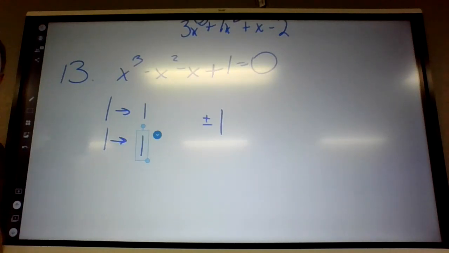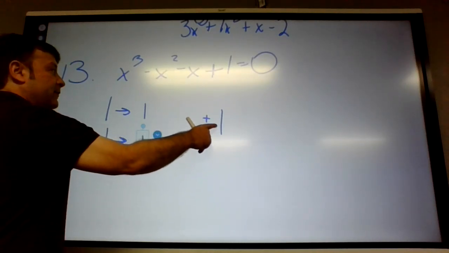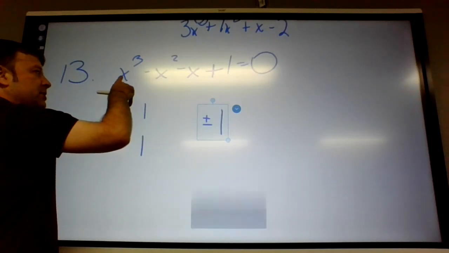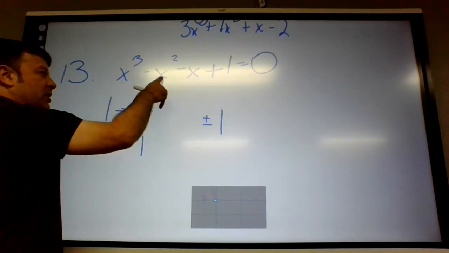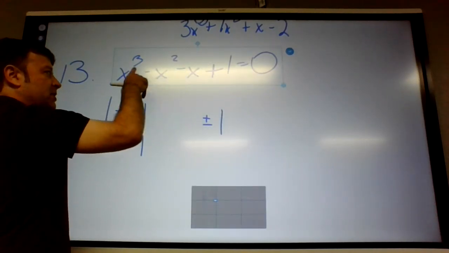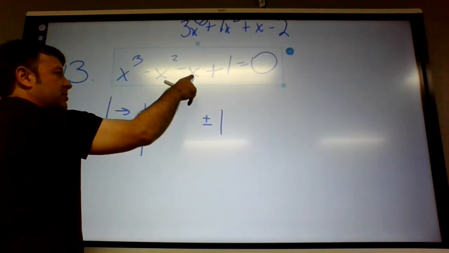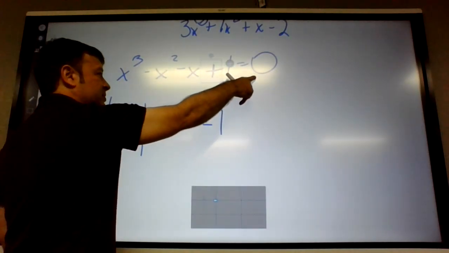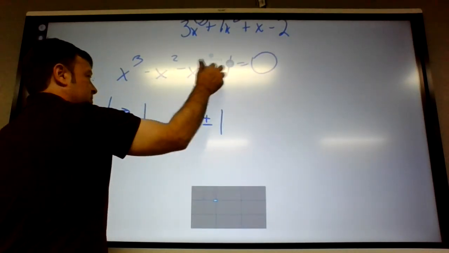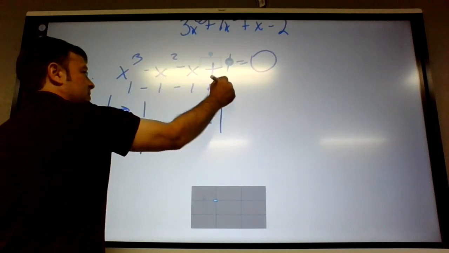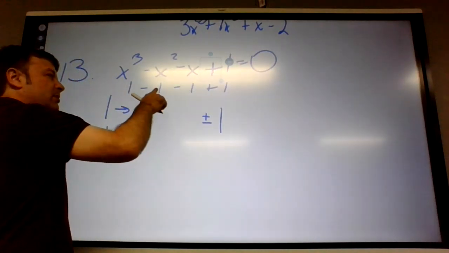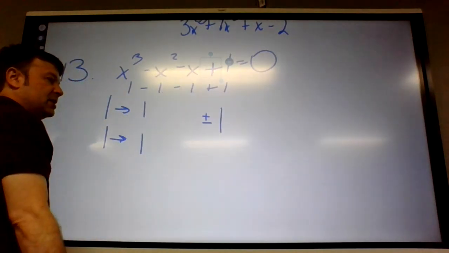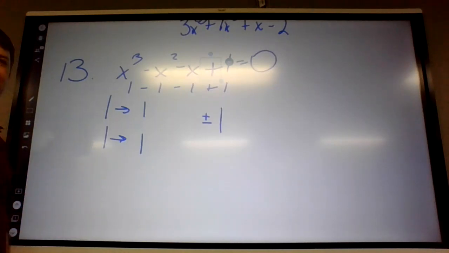Do you want us to show that over the 1? I'm not going to make you show everything I'm doing. Okay, if you plug in 1, 1 cubed is 1, 1 squared is 1, this is 1. So it'd be like 1 minus 1 minus 1 plus 1. Does that equal 0? Yes, it does. That does equal 0. So 1 is a solution.